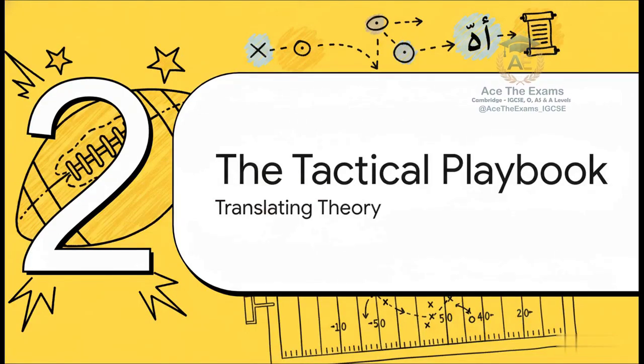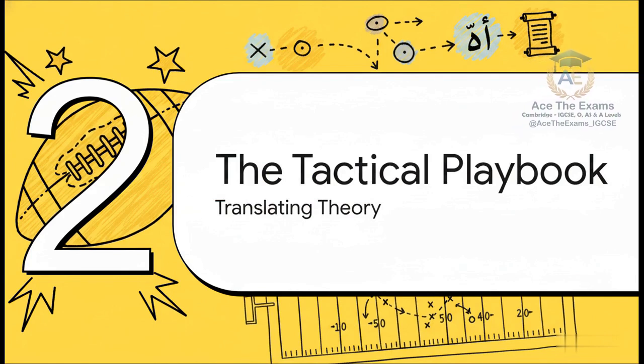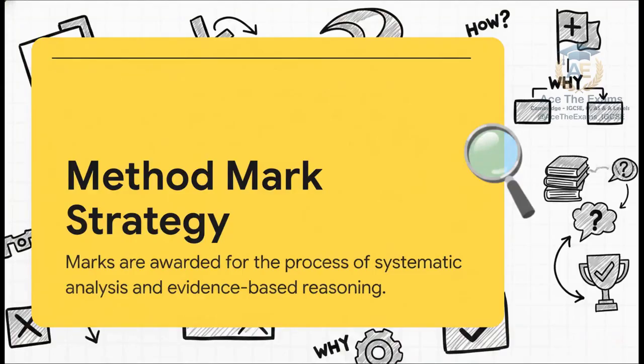Section 2. The Tactical Playbook. With the theory established, we need a reliable, repeatable system for scoring points under immense pressure. This is where we translate our scouting report into a high-scoring offensive drive. So, the crucial point here is that you must show your analytical working to capture these process marks. You have to prove your logical, structured reasoning to the examiner.